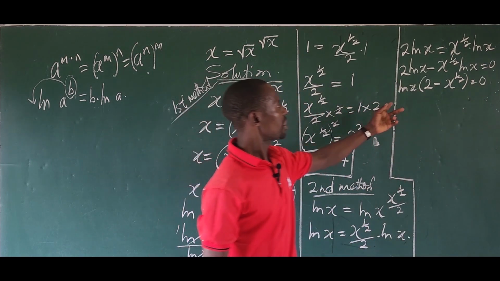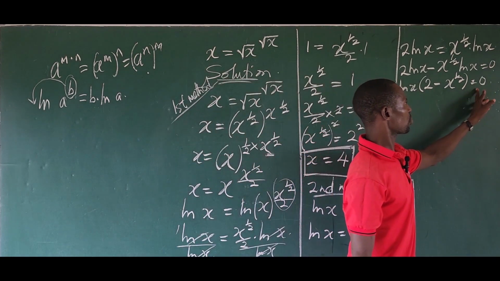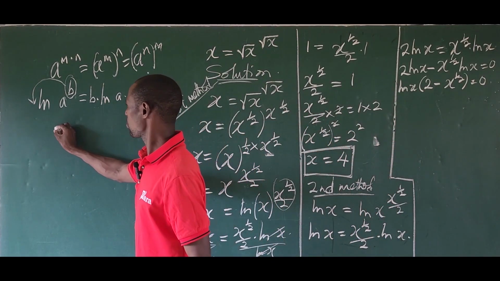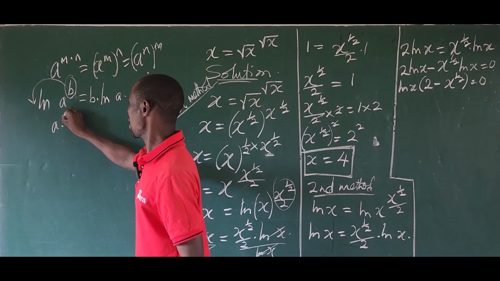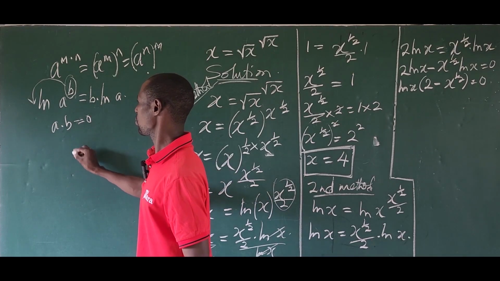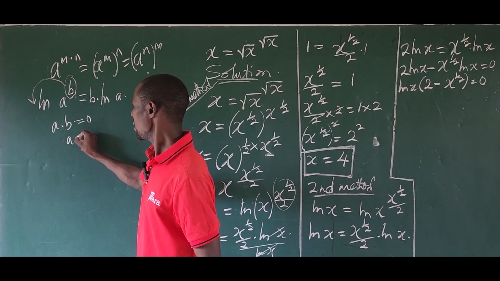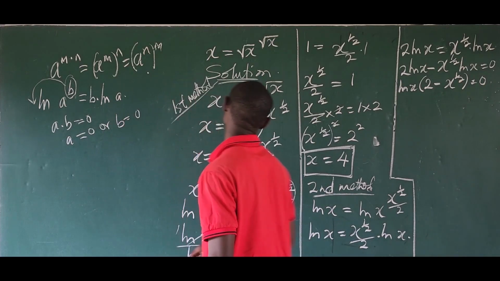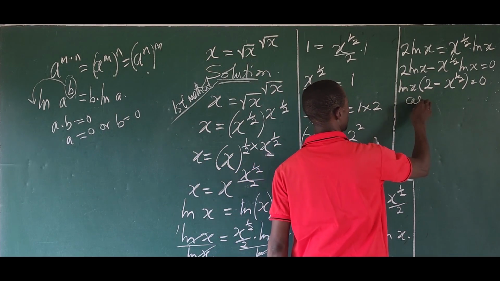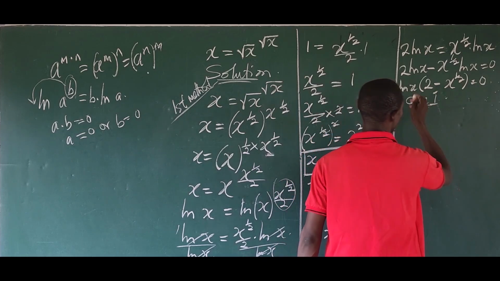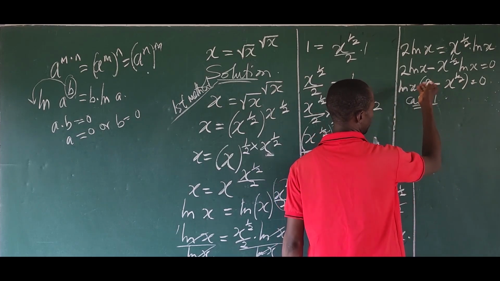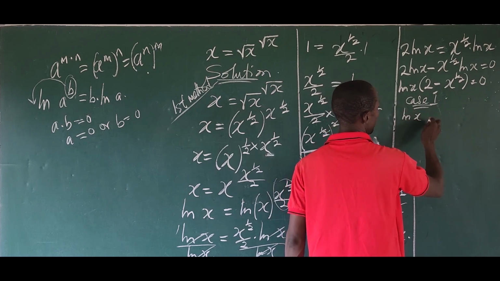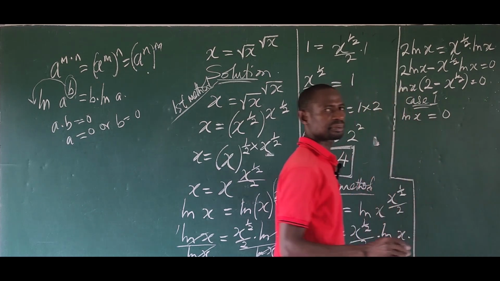Now, we are having this times this equal to 0. According to the law, we call it the zero product law, which says that if you have A times B equal to 0, it means that either A is equal to 0 or B is equal to 0. So we're going to have case 1 from here. Case 1, let's take the first one here. So we have ln of x is equal to 0.